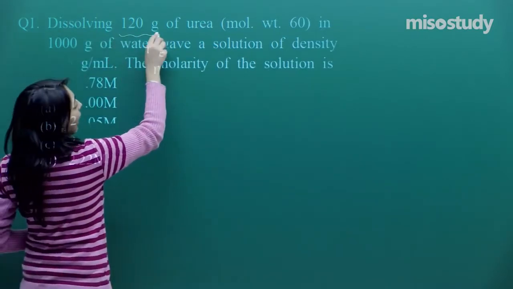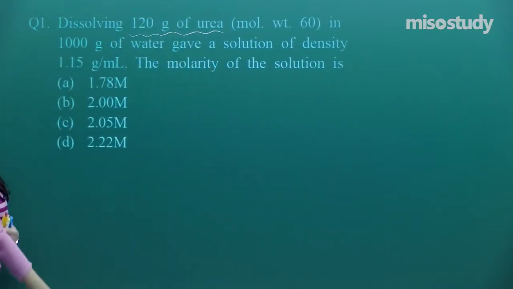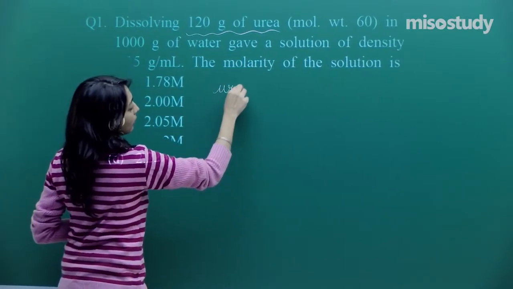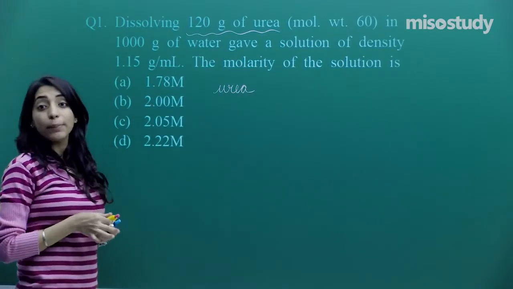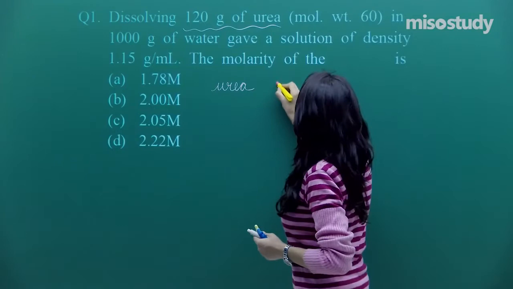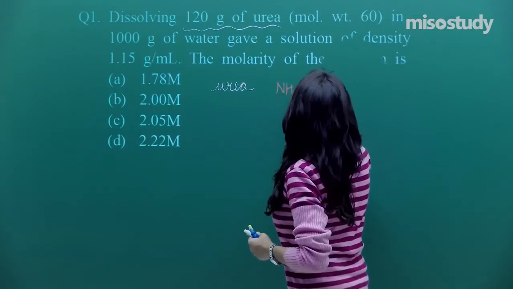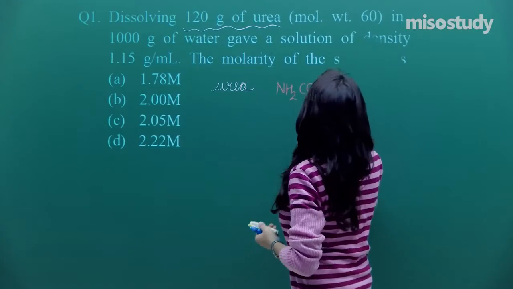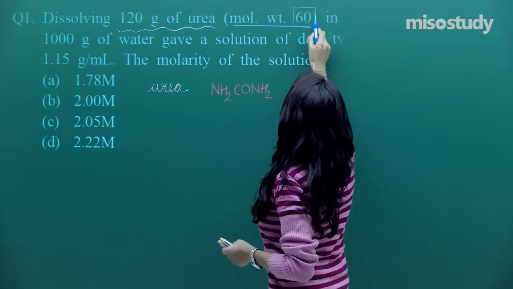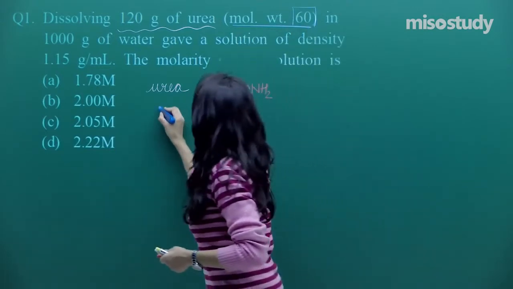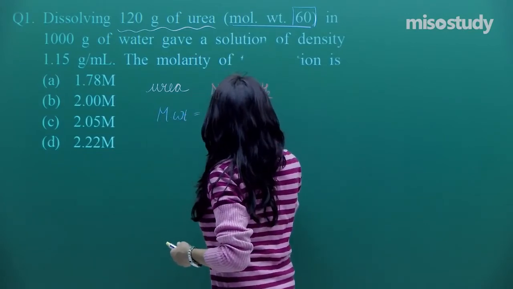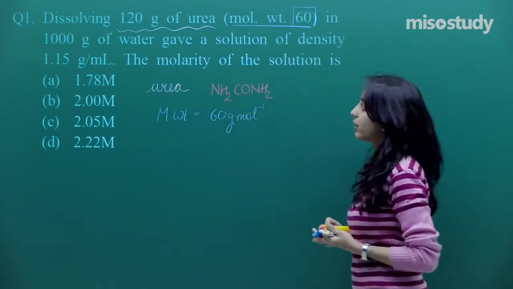Dissolving 120 grams of urea. So you have 120 grams of urea. First of all, you should know the chemical formula of urea. It can be written as NH2CONH2. The molecular weight is already given to me, which is 60. So you may write down the molar weight of urea is 60 grams per mole.